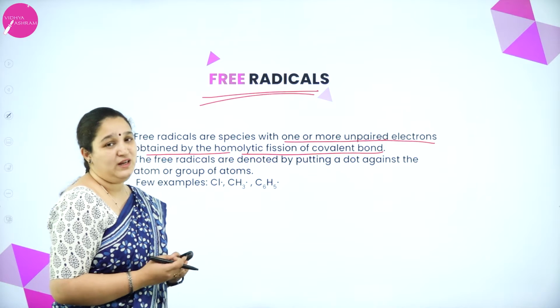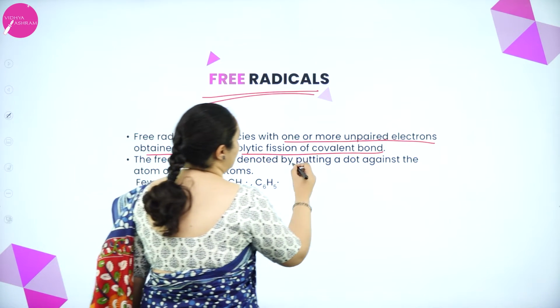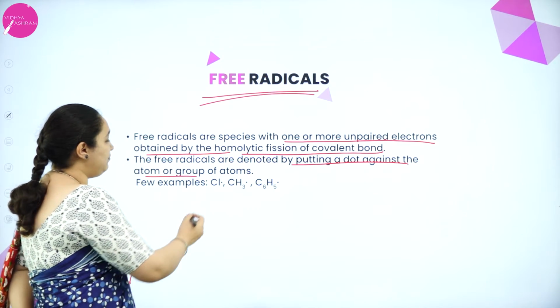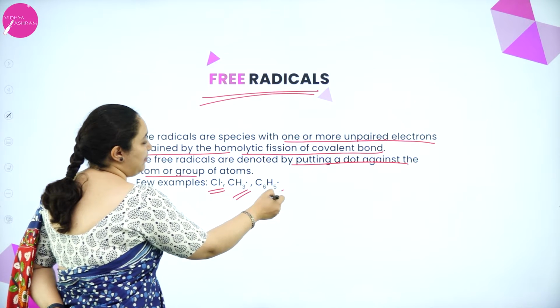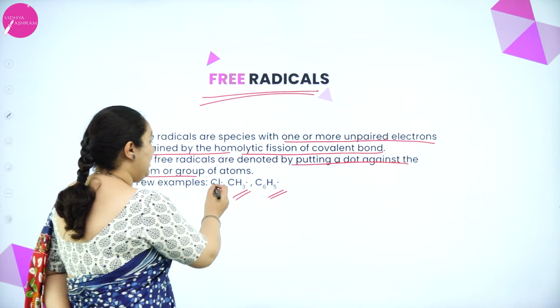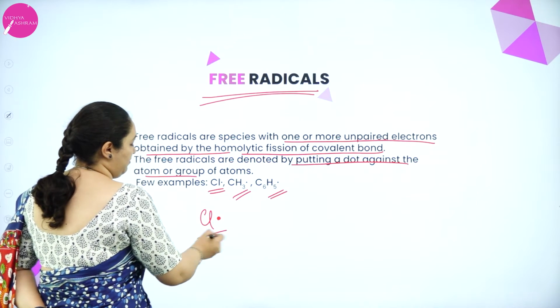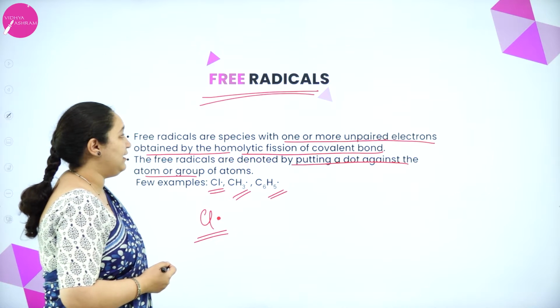Okay, the free radicals are denoted by just putting a dot against the atom or a group of atoms. For example, chlorine free radical, methyl free radical, benzyl or phenyl free radical. Okay, so if you have an atom, you just put a dot like this, then it means it is a free radical. Okay, so that's about free radicals.